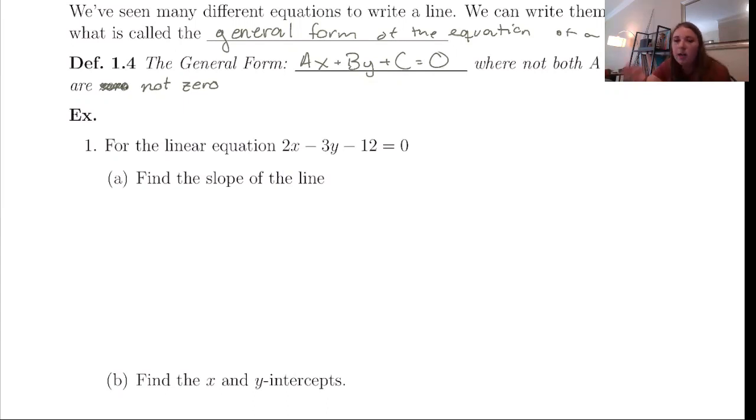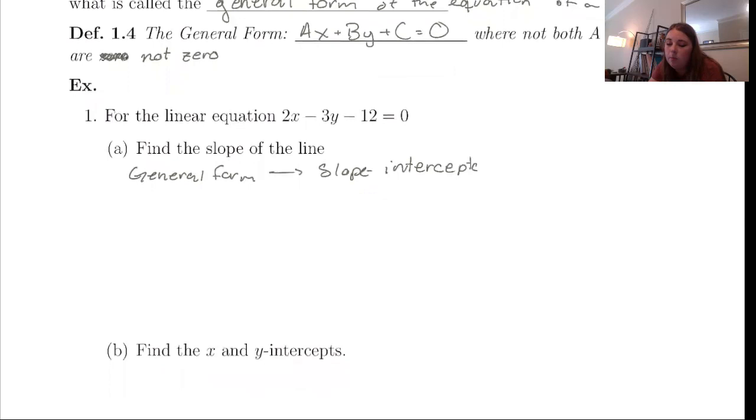So in turn, kind of making it look like, I'm going to take the general form and I'm going to make it look like slope intercept form. Remember, slope intercept form is y equals mx plus b, right? There we go.